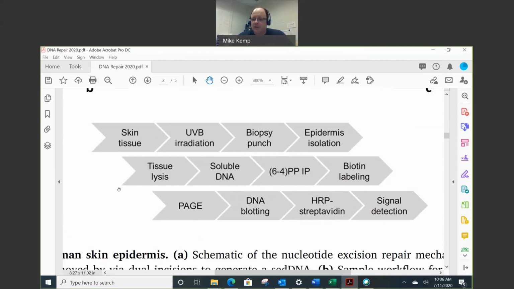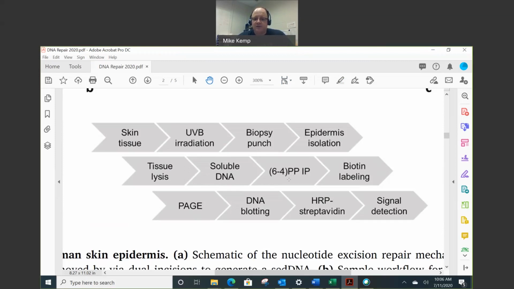Once we have the epidermis, we can lyse the tissue open, and we're going to isolate soluble DNA. The bulk of the genomic DNA is in very large molecules, and that can be pretty readily separated from other cell components by centrifugation at high speed. Once we get soluble DNAs, we need to enrich for the damage-containing DNAs. What we've done here is to look at the 6-4 products.